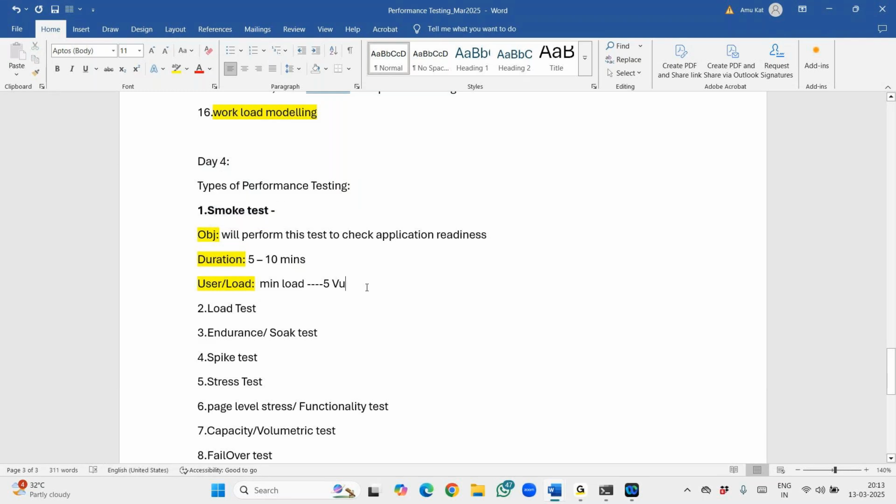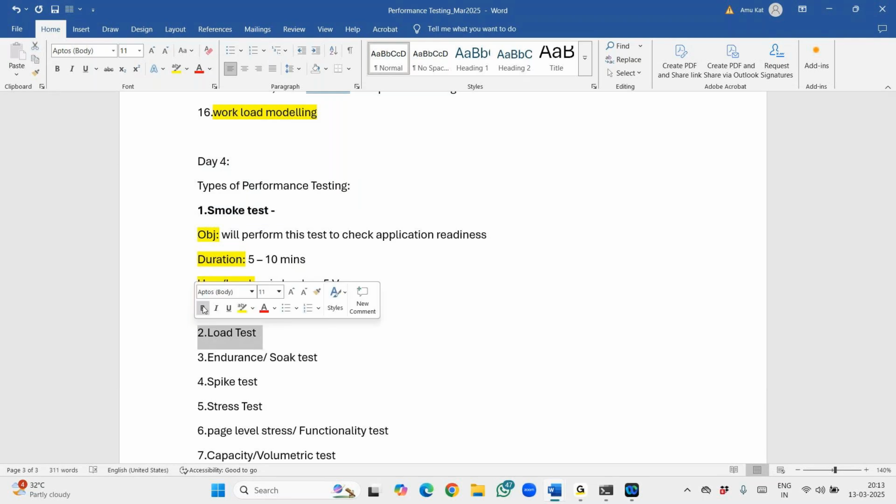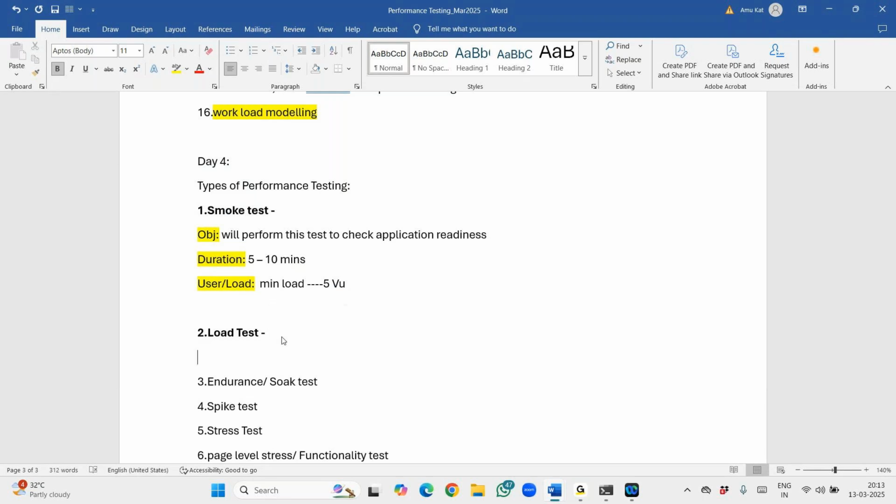And moving to the second, load test. Can anyone tell me what is a load test? Yes, the application behavior. Whatever the performance testing definition we used to call, the same thing is nothing but the load test. So it is nothing but testing the application behavior with its peak load. This is the main objective.